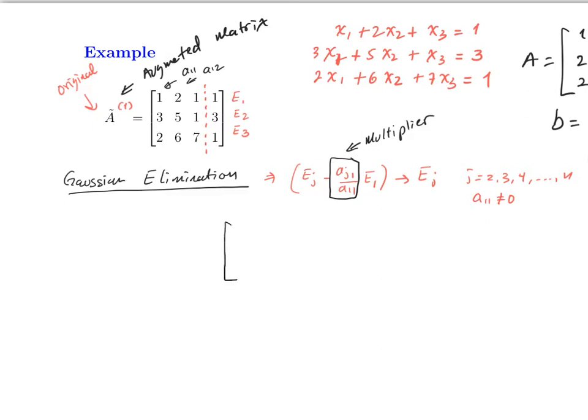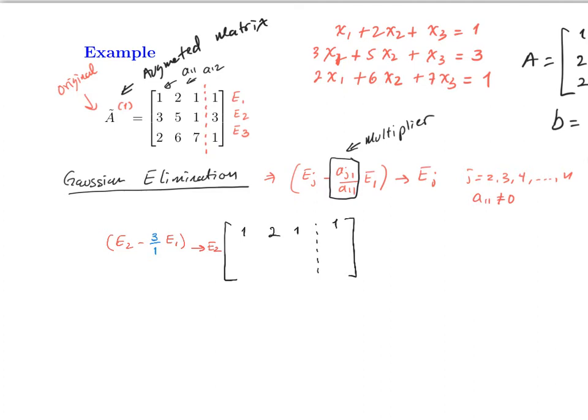First, we leave the first row alone. So this is 1, 2, 1, 1, or the first equation alone. Then for the second equation, we're going to use E2 minus 3 over 1 E1. And whatever we get, we're going to put it in E2.